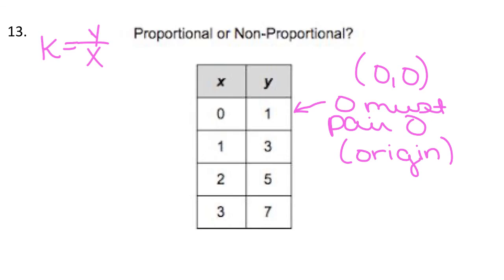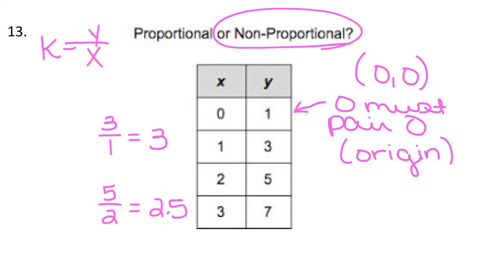More proof is looking at y over x. Our first one is 3 over 1, and that divides to 3. Our second, 5 over 2, divides to 2.5. So this also shows that there is no present constant of proportionality within the table, so we have a non-proportional table.